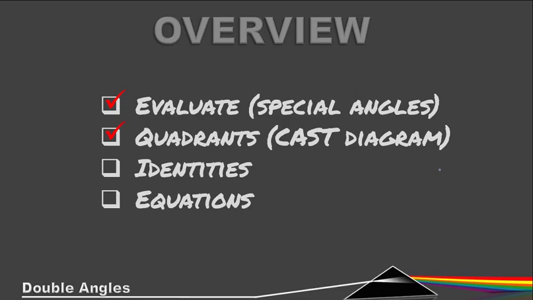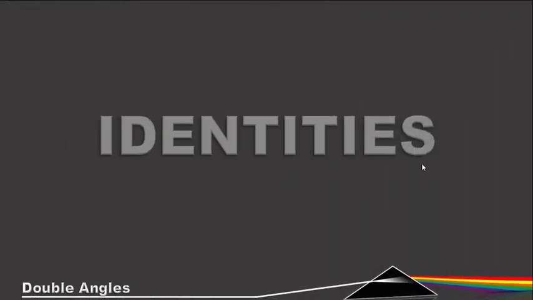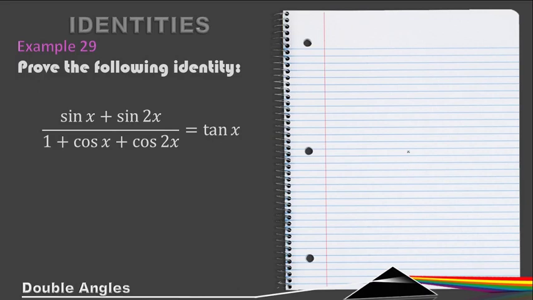The quadrants, and then next we look at identities. So prove the following identity. Now, of course, we're going to start with the left-hand side since that's the most complicated one. And I'm going to start by saying left-hand side is equal to sine x plus sine 2x over 1 plus cos x plus cos 2x.